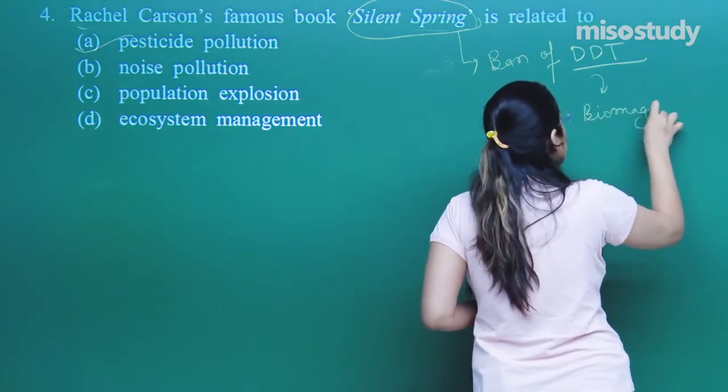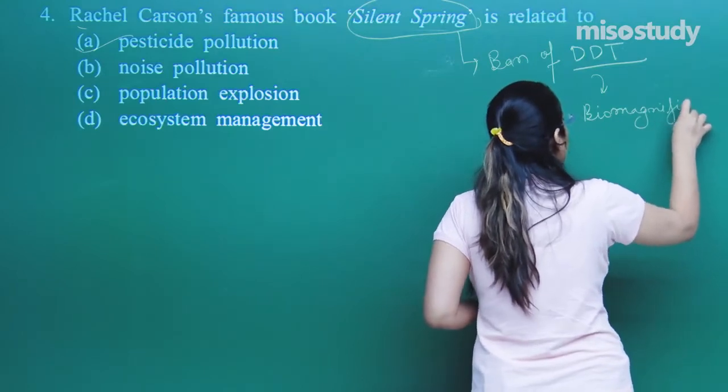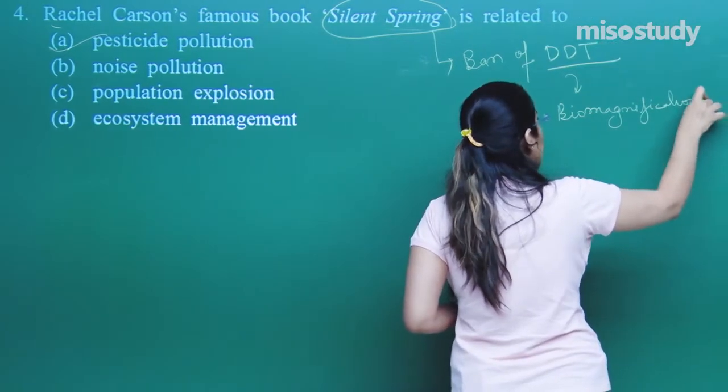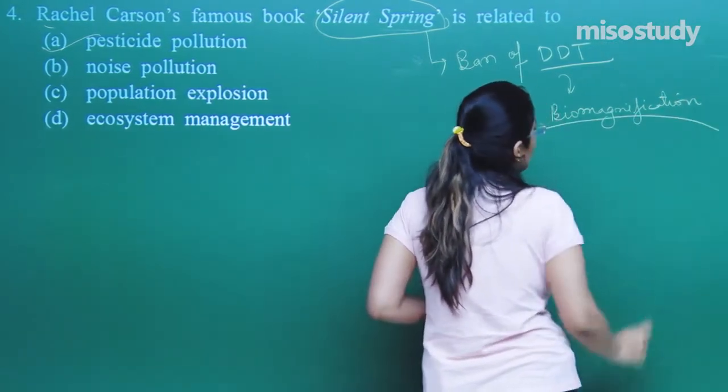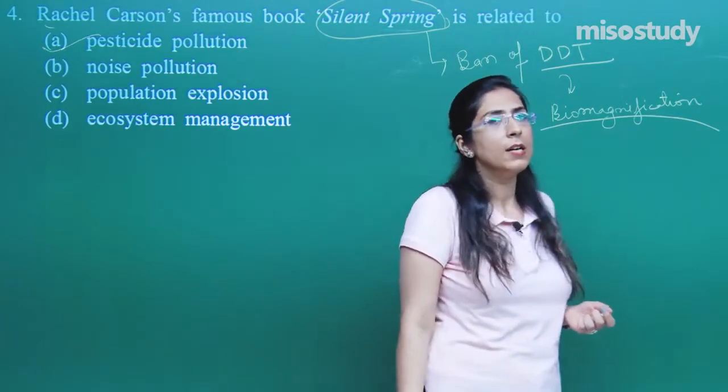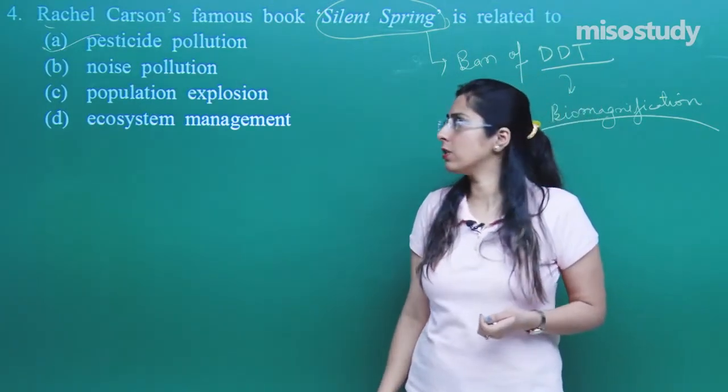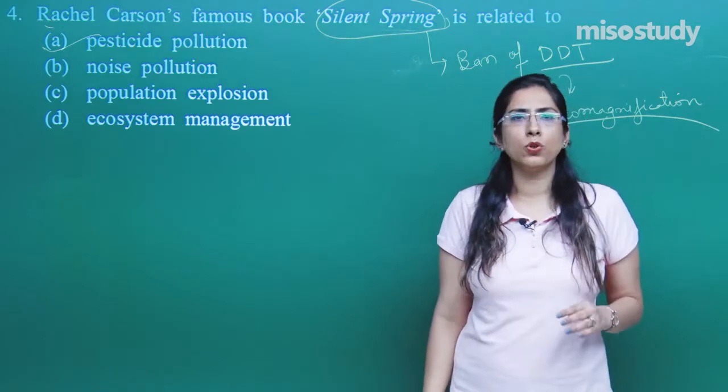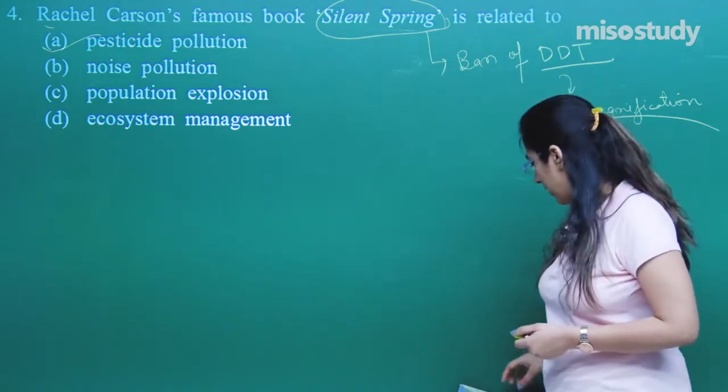We have already discussed biomagnification in the first question. That means the increase in the concentration of a toxicant with increasing trophic level. This is called biomagnification. So, the correct option for question number 4 is A, pesticide pollution.